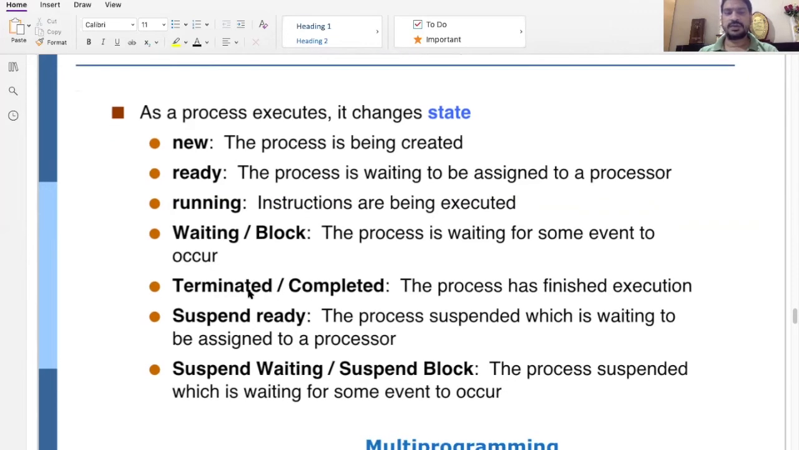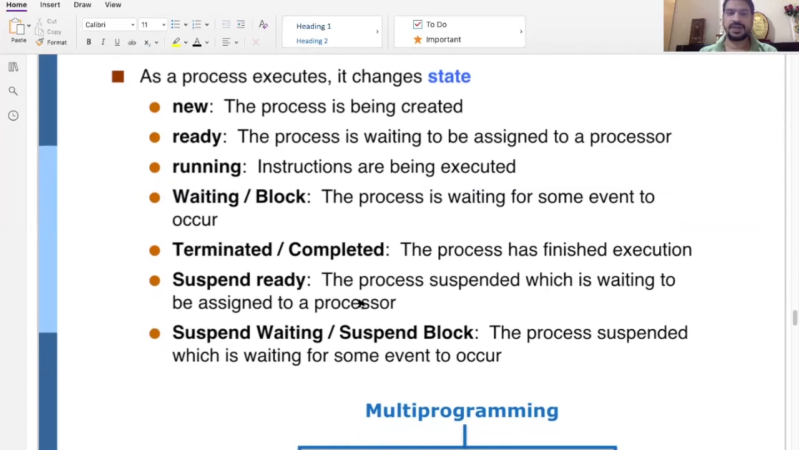Then once all the instructions related to the process have been executed, it will go to the terminated state or complete state, when the process has finished its execution. Then we have two more states. One is called suspend ready state. The process is suspended, waiting to be assigned a processor.